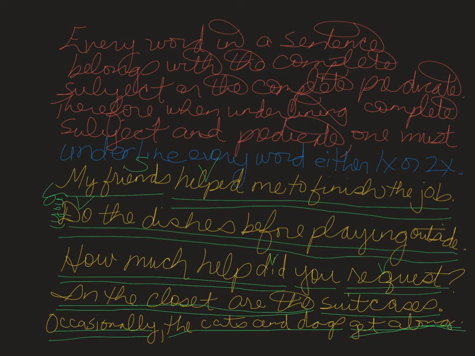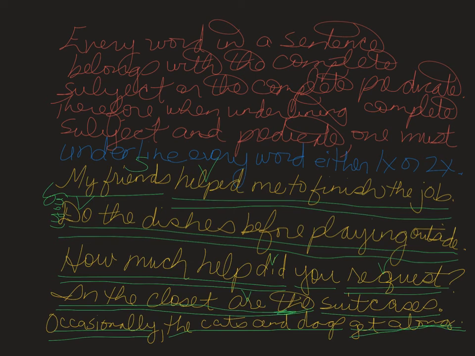Okay? What's your verb? Your verb is are, right? Are where? In the closet. So are in the closet all goes together as complete predicate. And your simple subject is the word suitcases. And the word the, of course, describes suitcases. And therefore, the suitcases is your complete subject.